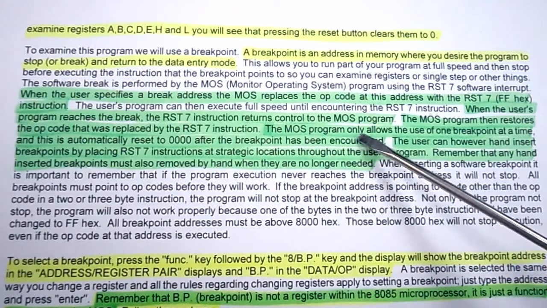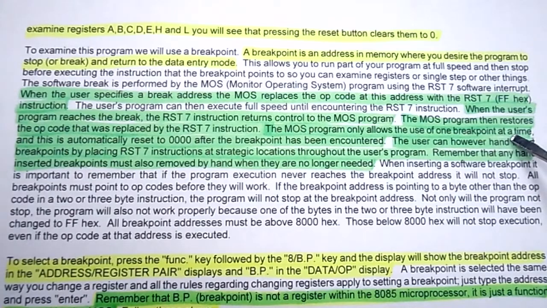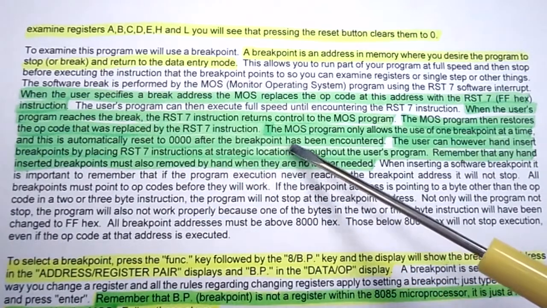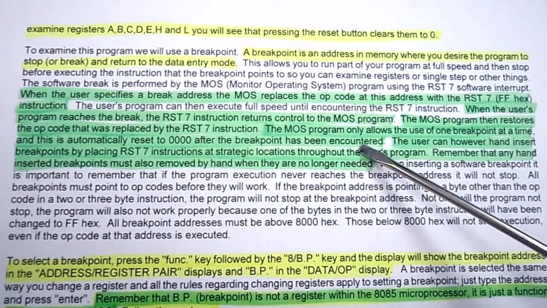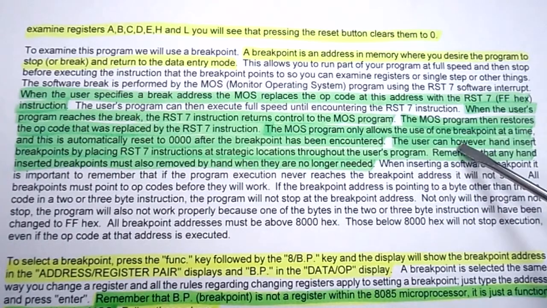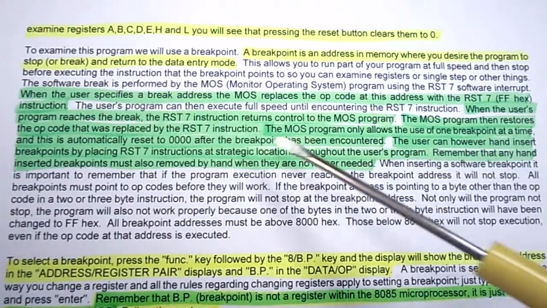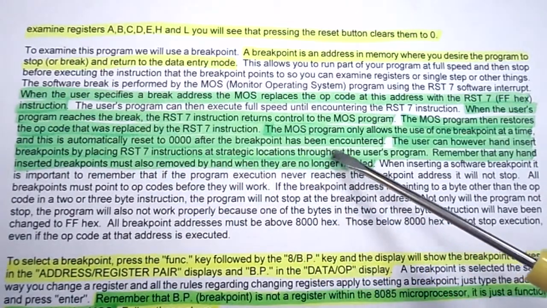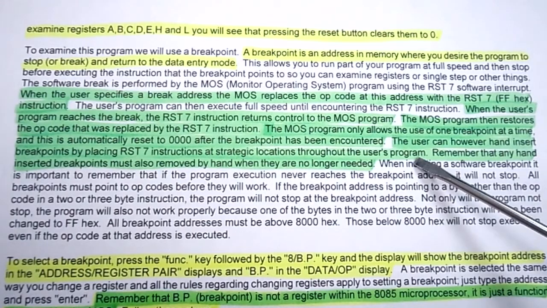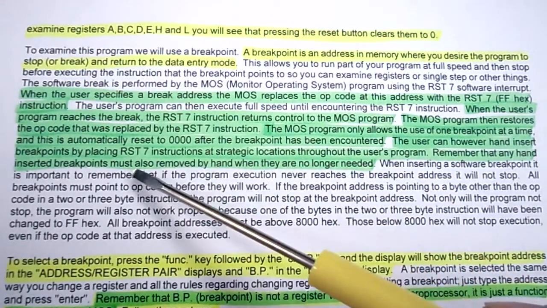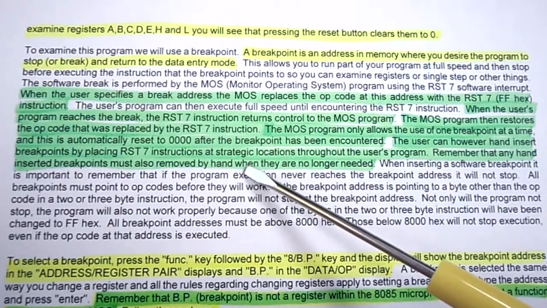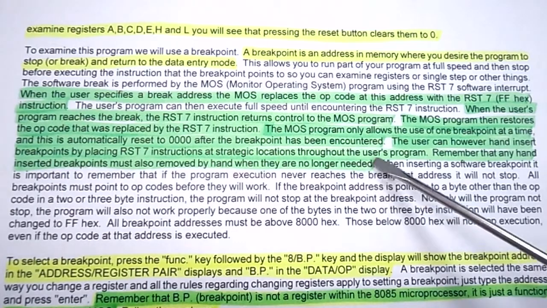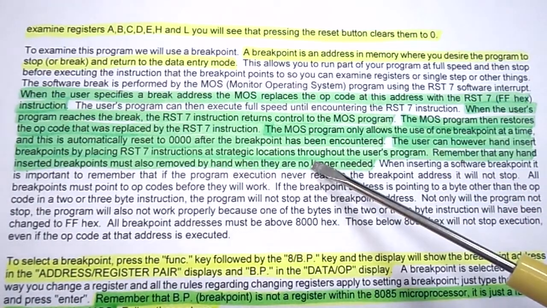The MOS program only allows the use of one breakpoint at a time, and this is automatically reset to 0000 after the breakpoint has been encountered. Now it says the user can hand insert breakpoints by placing the Restart 7 instruction at strategic locations throughout the user's program. But remember that any hand-inserted breakpoints must also be removed by hand when they are no longer needed. So I'm going to give you a little demonstration of this to show you what they're saying in this paragraph because it is very important.